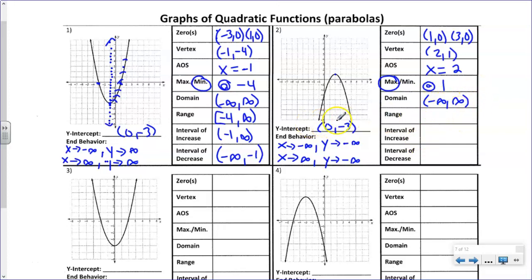Okay, our range, it's going down. So we start at negative infinity and we go up to the 1. So negative infinity to 1. Always part of your vertex.